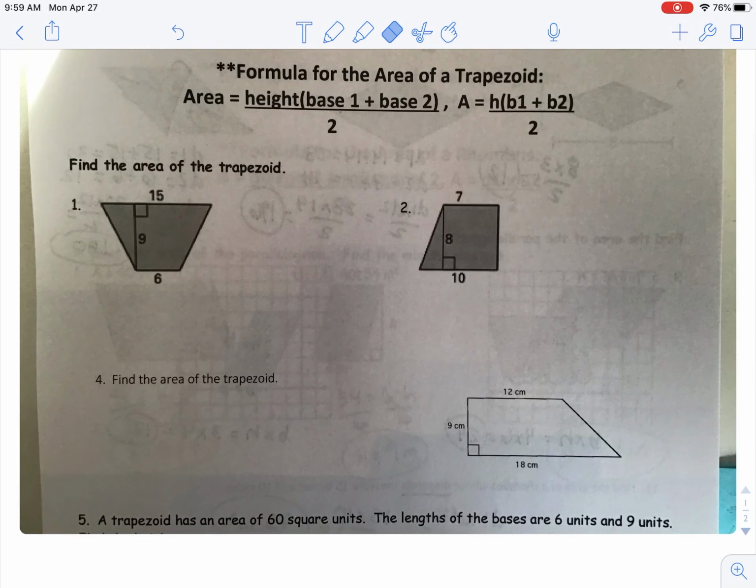Hi guys. Today you're working on page 10 in your packet about the trapezoid. Okay, so just to review, the formulas are also on that first page where we wrote all our formulas. For a trapezoid, it's a little more complicated.